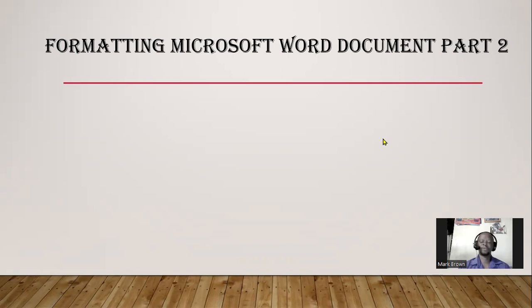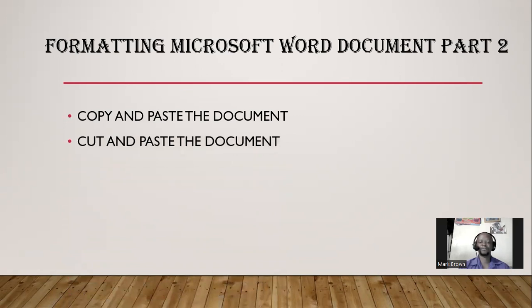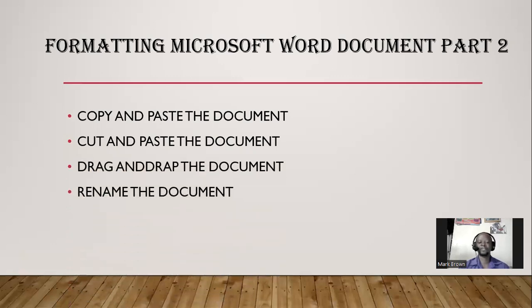So in part 1, we looked at how we can open the document and save it and all that. But here in part 2, we're going to be looking at how we can do some basic stuff. This is a continuation from part 1. So far, it's been copy and paste the document, cut and paste the document. You might not know the difference between cut and copy, so drag and drop the document. Yes, so we're going to learn all of that.